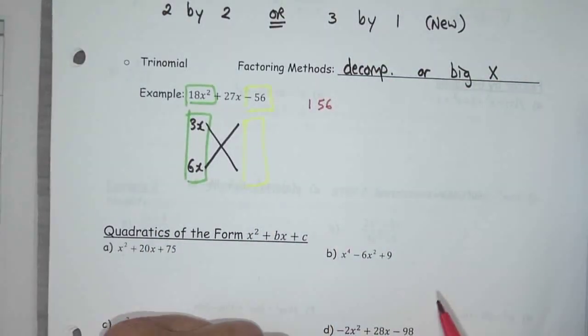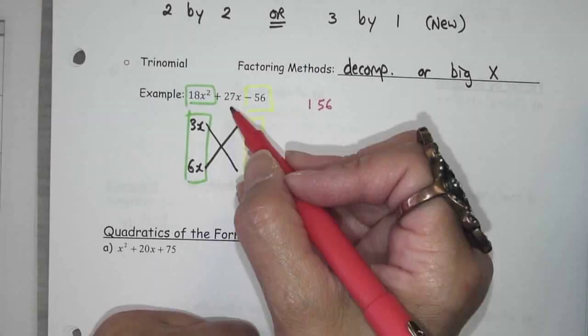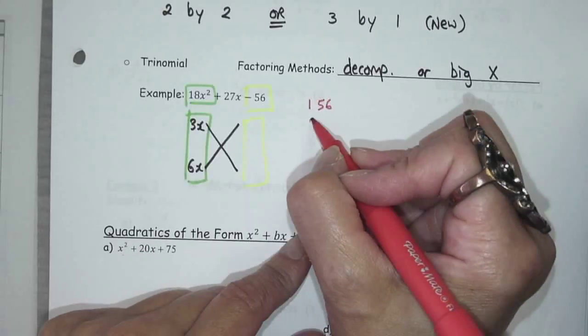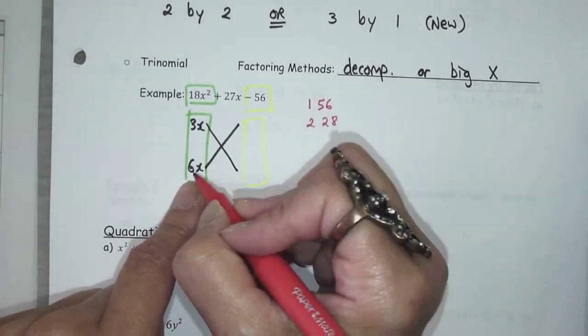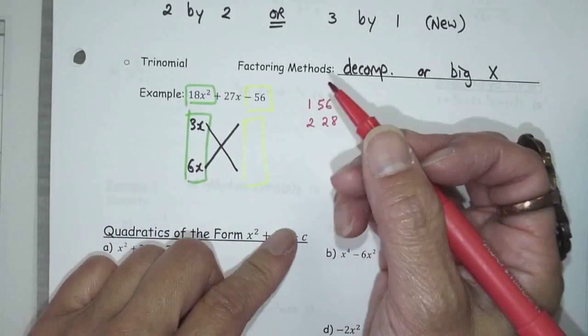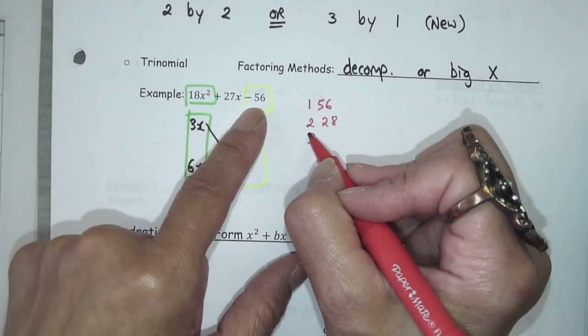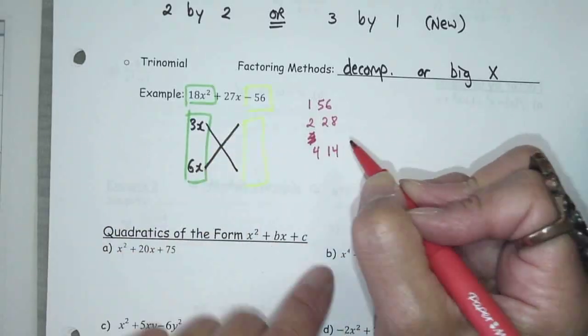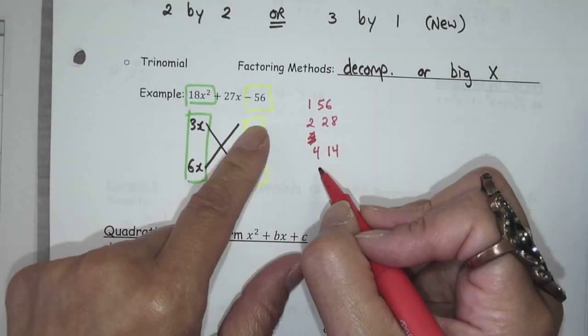I'm never even going to try 1 and 56. 56 times anything is huge. So again, not my first goal if the number inside is kind of medium. So 2 and 28. Again, 28 times anything, it's kind of big. 3, does 3 go in? No. 4 and 14? 4, 14, and what else? Anything else?